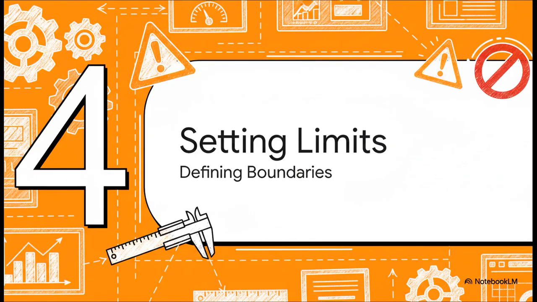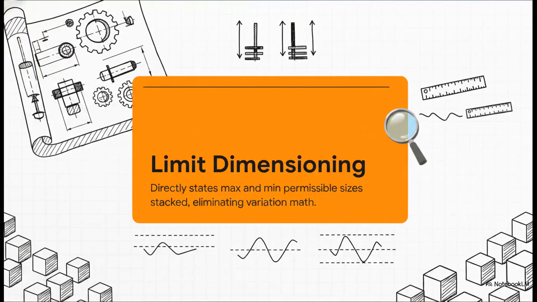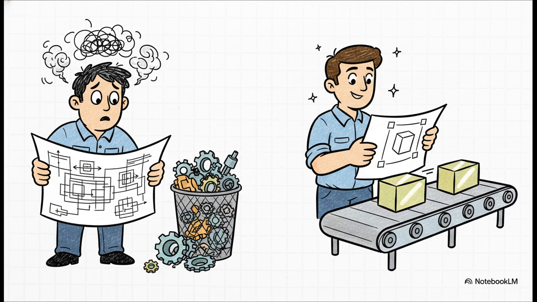Which brings us to Section 4, setting the limits. So instead of giving a machinist a basic size and asking them to add or subtract the tolerance in their head, engineers often use something called limit dimensioning. This method directly states the maximum and minimum permissible sizes, usually stacked right on top of each other straight on the blueprint. The benefits of doing it this way on a busy shop floor are huge.